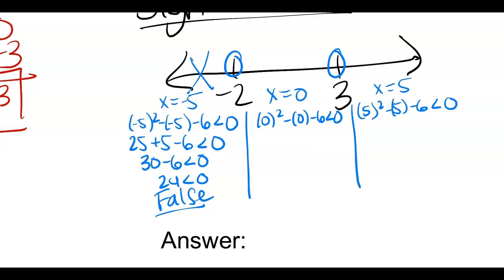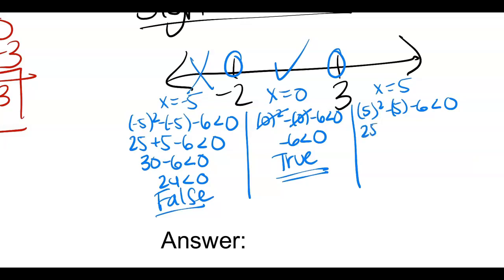Okay, in the middle, 0 squared is just 0. Minus 0 is just nothing. So we have -6 is less than 0. Read that statement. Is that true or false? This is true. -6 is less than 0. So what that means is our solution set first is probably going to be in this middle section, in between -2 and +3. Let's check the last one.